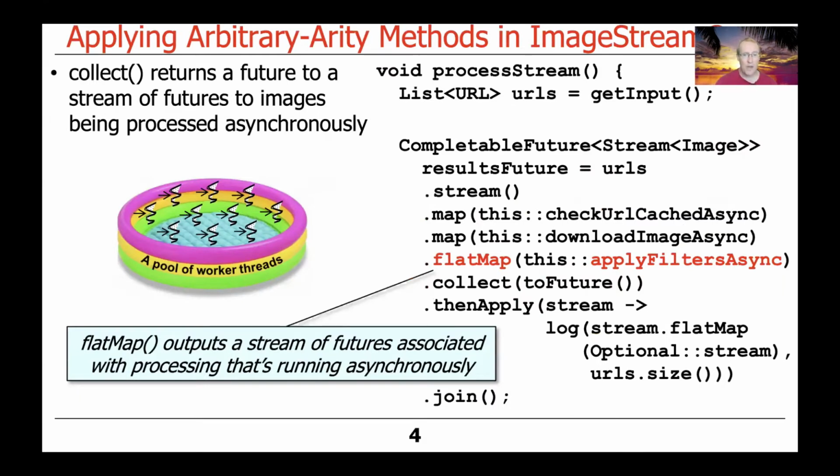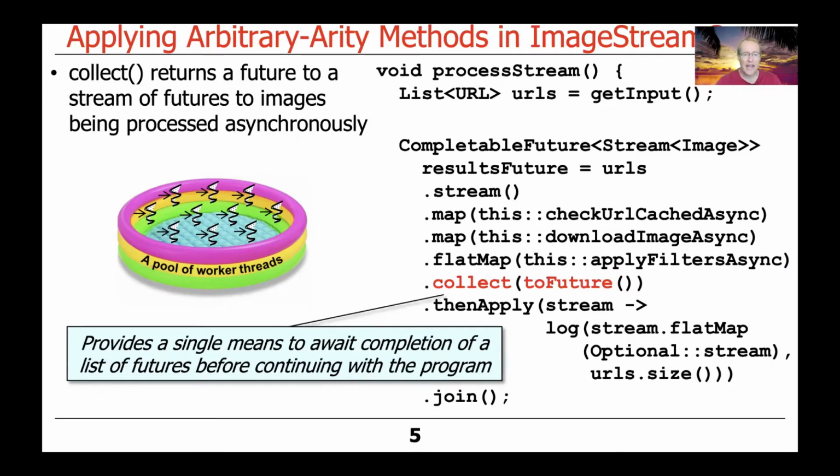So if you recall, we had a Java sequential stream that terminated with collect. And what will happen here is that collect is going to collect up that stream of completable futures to optional images. And the way we're going to do this is we're going to have a method called toFuture, and toFuture is going to return a single completable future that will be used to await the completion of all the other completable futures before continuing with the program. And so in this particular case, it's going to await the completion of actually a stream of futures, as we'll see in a second, before continuing with the program.